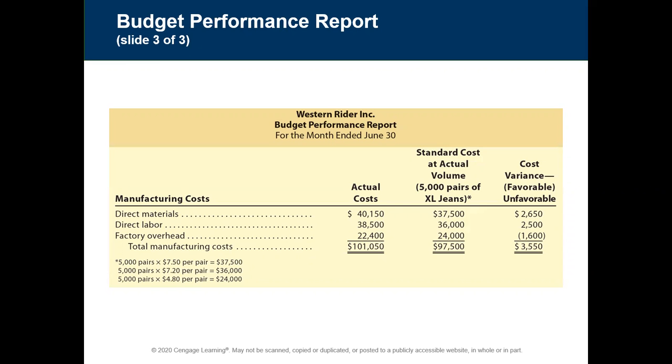Direct labor, their actual cost was $38,500. Again, they take 5,000, the actual volume, times the standard cost of $7.20 per pair, and that gives them $36,000 in standard cost. So again, $2,500 unfavorable variance. Again, the question is, are we paying more per hour of direct labor than what we had as our standard? And guess what? Minimum wage is going up. I bet you a lot of companies are having to adjust their standards, right? Or are we putting more time in?